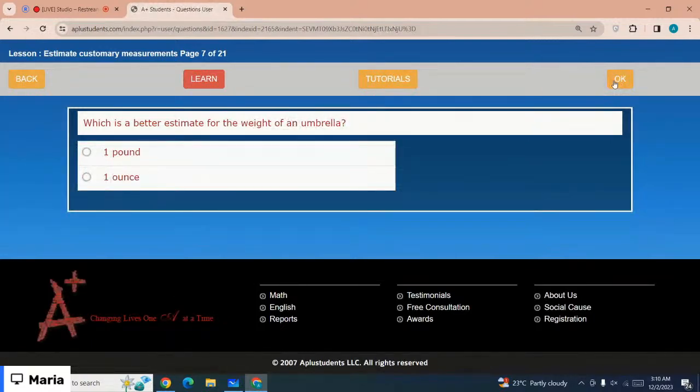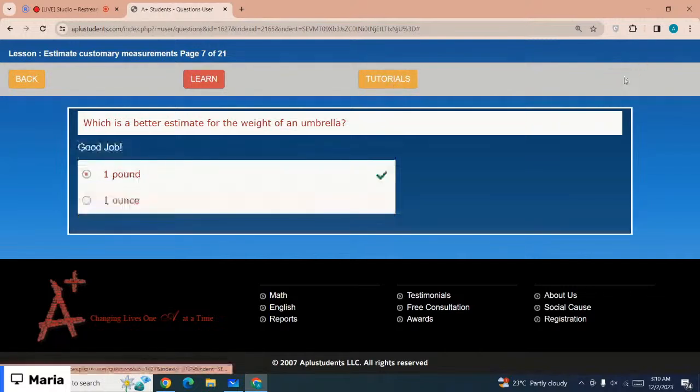Okay, the next one is, which is better made for the weight of an umbrella? Is it 1 pound or 1 ounce? That is an umbrella, right? 1 ounce is too light for an umbrella. That would be 1 pound. The correct option is 1 pound. Very good.